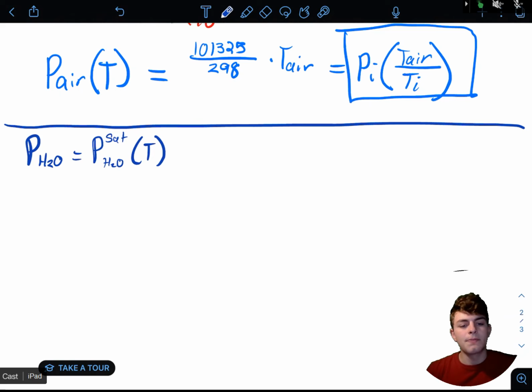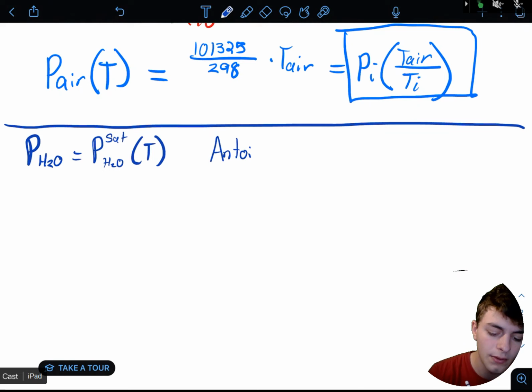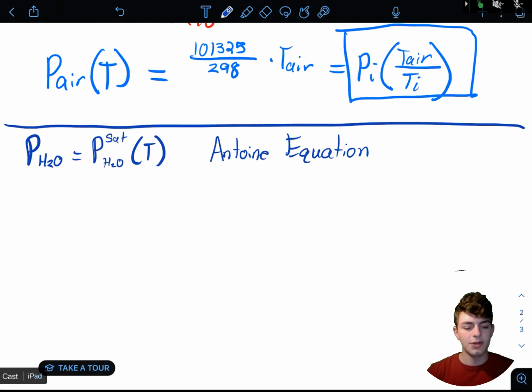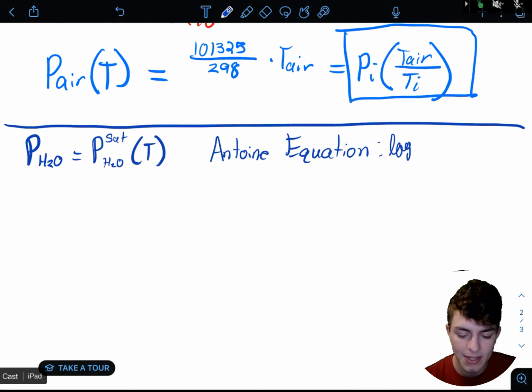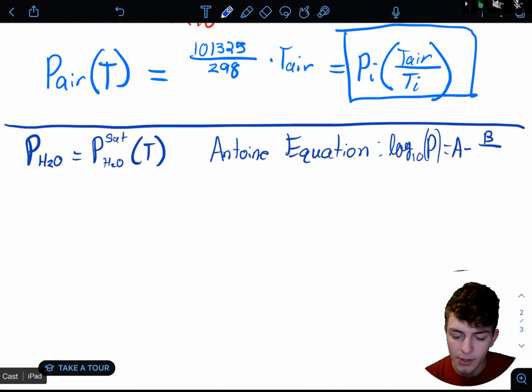And this equation is going to be the Anton equation. What the Anton equation in its most general form states is that the log base 10 of a pressure is equal to A minus B over the temperature plus C, where A, B, and C are constants.